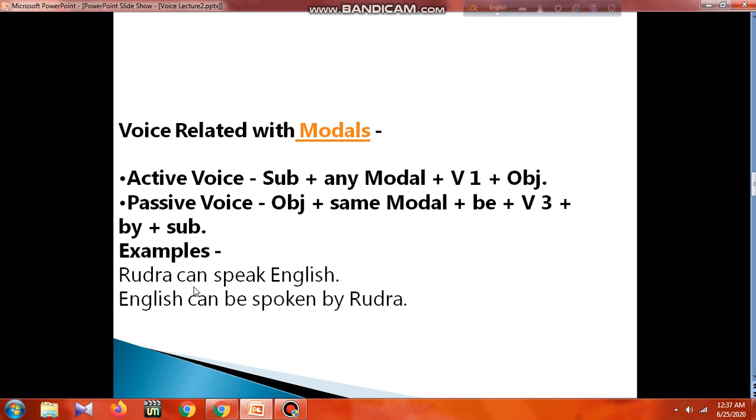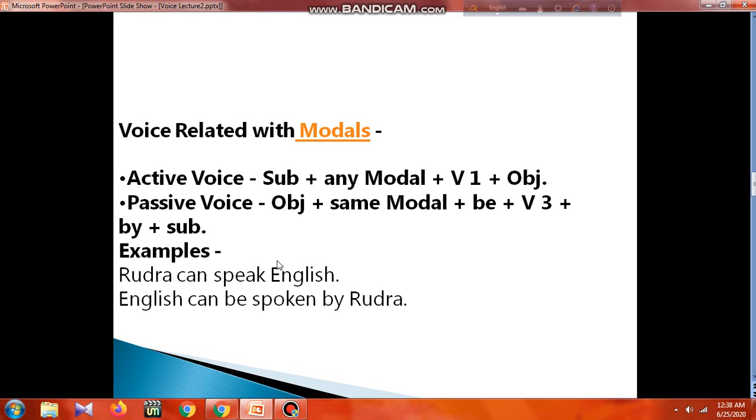So, Rudro can speak English. We see a modal here, can. If you want to change it to passive, the object, English, will be at the beginning. So English can be spoken by Rudro. It's very simple and very important. You may find this type of question in the exam. So simply keep in mind, if you find a modal, "be" is to be added with it, then the other rules are as usual. So Rudra can speak English, so English can be spoken by Rudra.